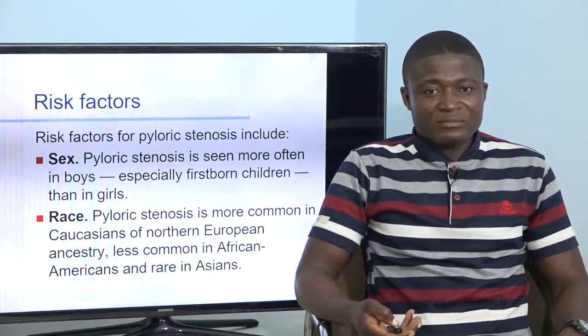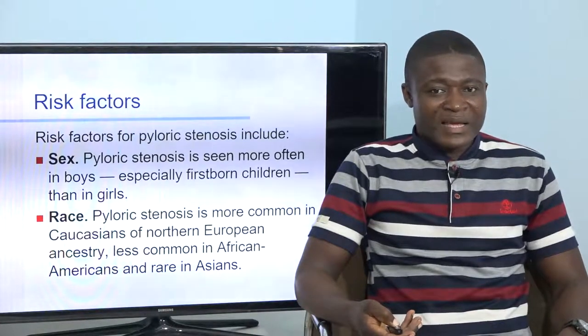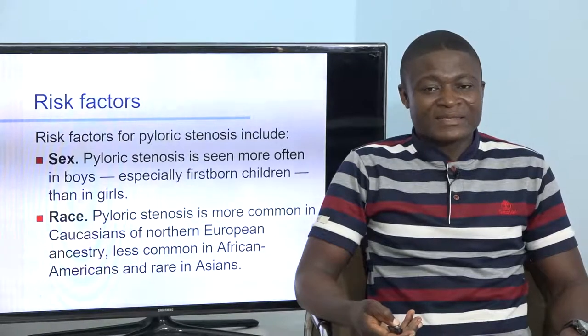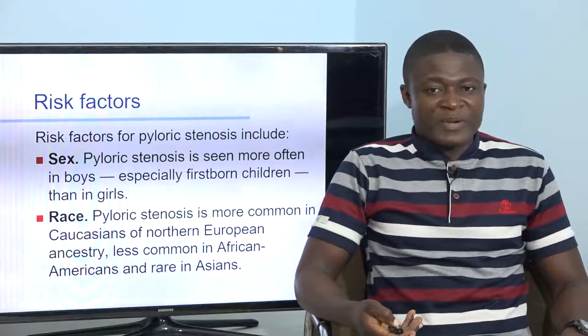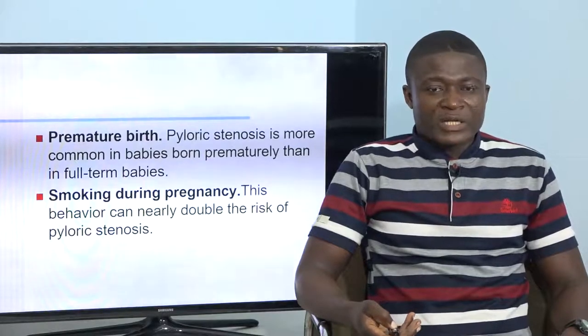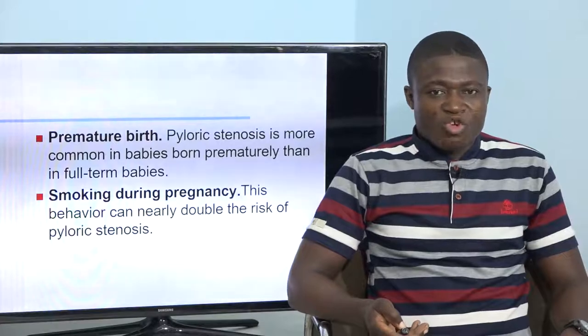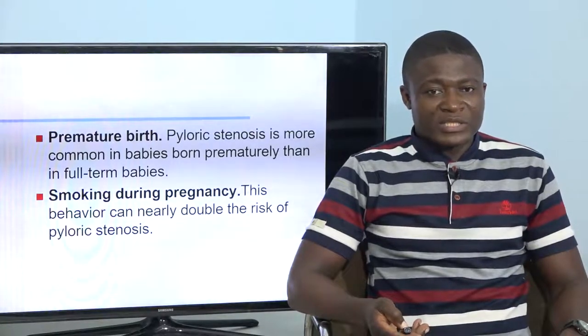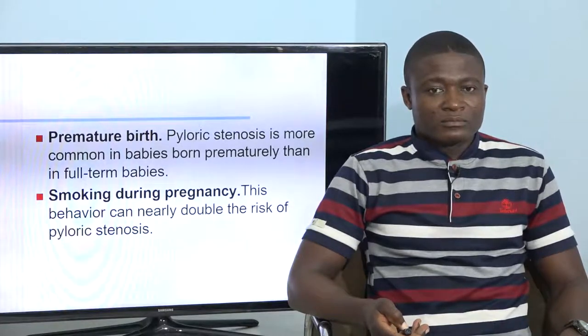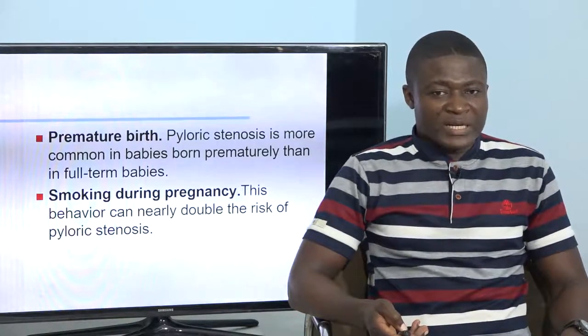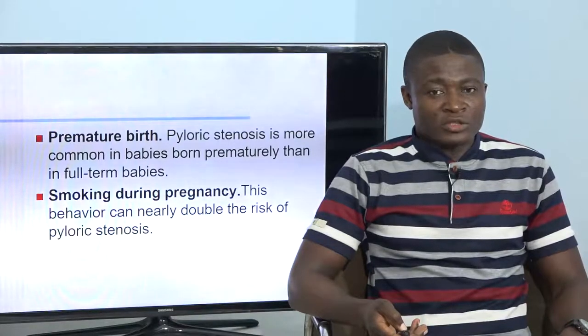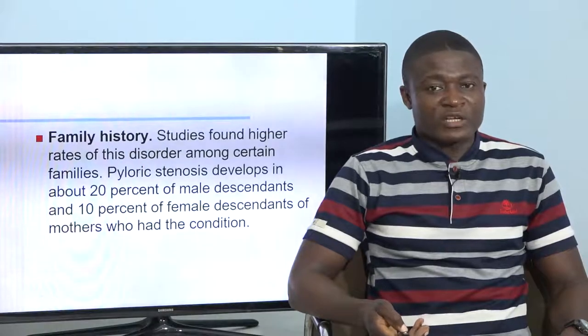Then race. Pyloric stenosis is more common in Caucasians of Northern European ancestry, less common in African Americans, and rare in Asians. So once you are Caucasian of European descent, you stand a very high chance of developing pyloric stenosis compared to others. Then premature birth. Pyloric stenosis is more common in babies born prematurely than in full-term babies. Then smoking during pregnancy. A mother who keeps smoking during pregnancy predisposes the unborn child to the development of pyloric stenosis in the future.